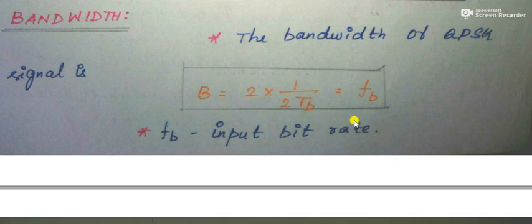Bandwidth. The bandwidth of QPSK is equal to fb. Compared with all the other modulation schemes, the bit rate is reduced.